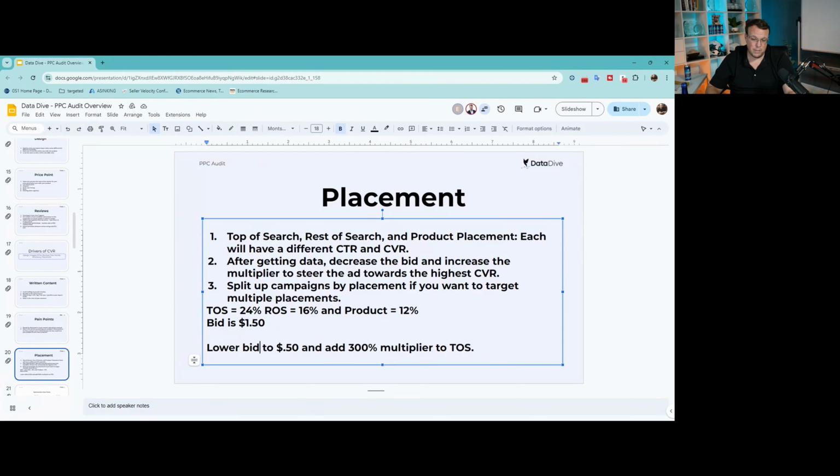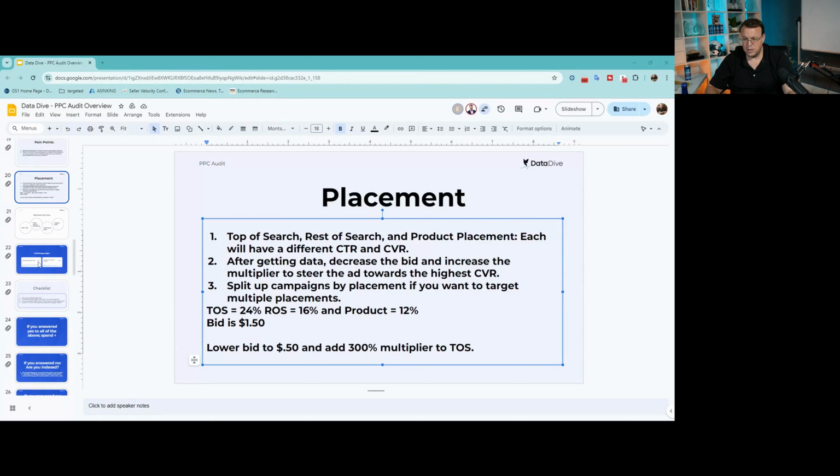Do you think if I lower my bid to 50 cents, I'm still going to show up on rest of search or product pages? Probably not, right? If I was bidding $1.50. So whatever I need to achieve here, if my top of search percentage is lower, this would immediately raise it usually. But also, I'm going to steer it towards here and get rid of these lower blended conversion rates. So this is really important for you to understand, how to do this. And you can get your ad placement report as well.